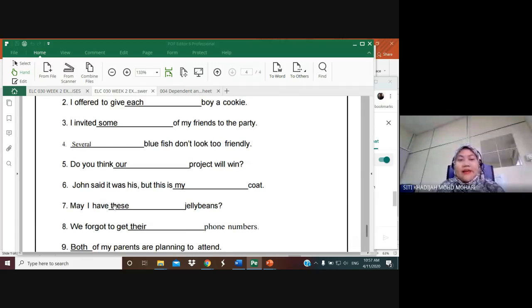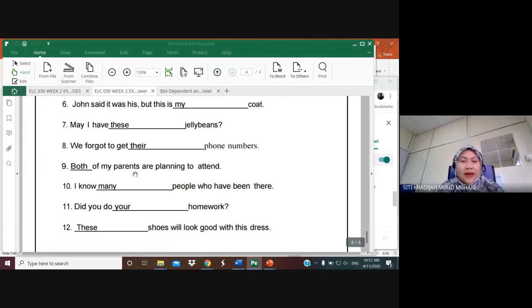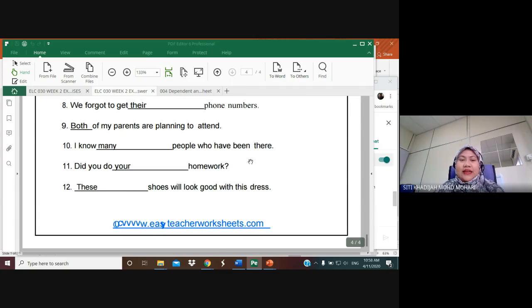May I have these jelly beans, because we have an S over here. We forgot to get their phone numbers, with an S over here. Both of my parents are planning to attend. I know many people who have been there. Did you do your homework? These shoes will look good with this dress.